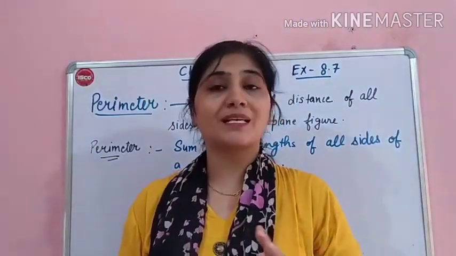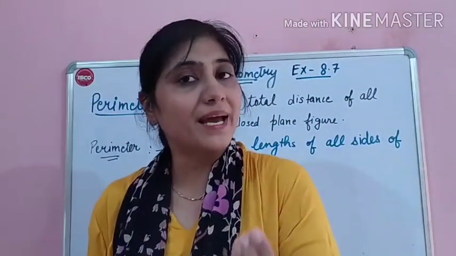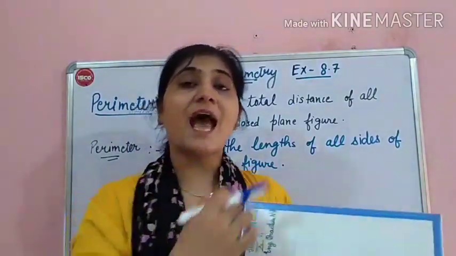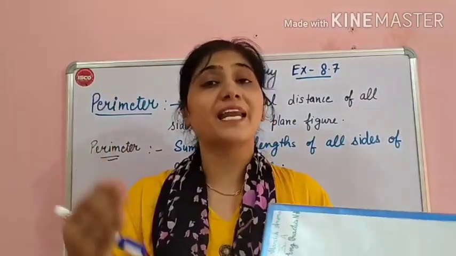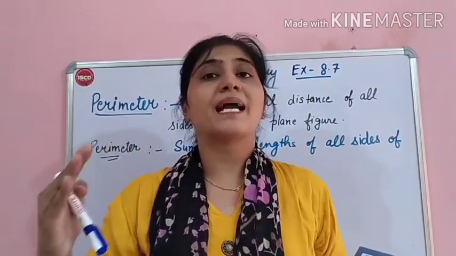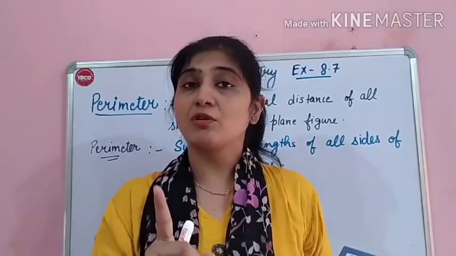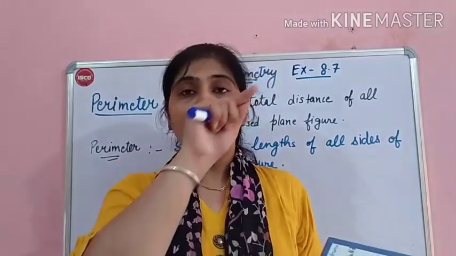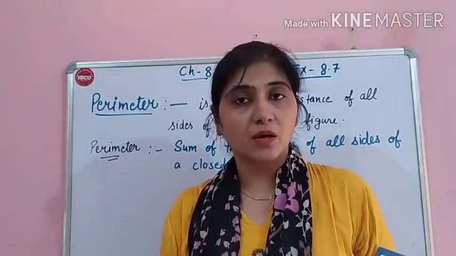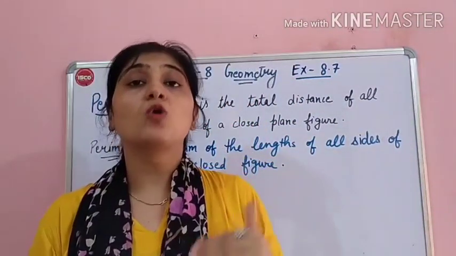Calculating the boundary, or you can say the length around a rectilinear figure is called the perimeter of the figure. In simple words, when we have to calculate the boundary of any rectilinear figure. Rectilinear figure means the figure made by line segments, or you can say the polygon, not curved. So in this exercise we will learn about perimeter.